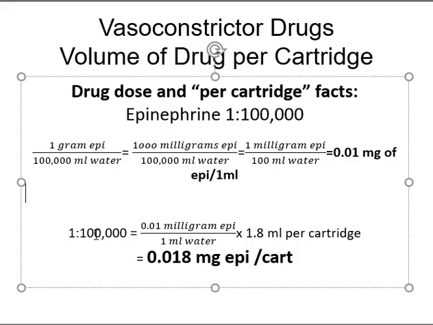That's not the last step. Same as the local anesthetic drug, that 1 milliliter, that's not what a cartridge is. So for the cartridge, you have to take that 0.01 milligrams of epinephrine per 1 milliliter of water and multiply it by the cartridge amount, and that's 1.8. So for every 1.8 milliliter cartridge that contains 1 to 100,000 epinephrine, it will contain 0.018 milligrams of epinephrine per cartridge. It's a mouthful.